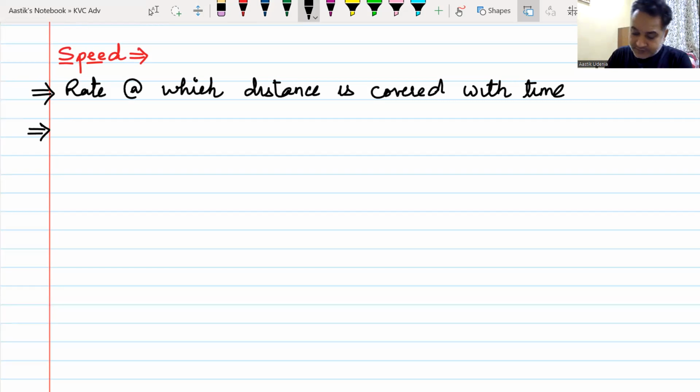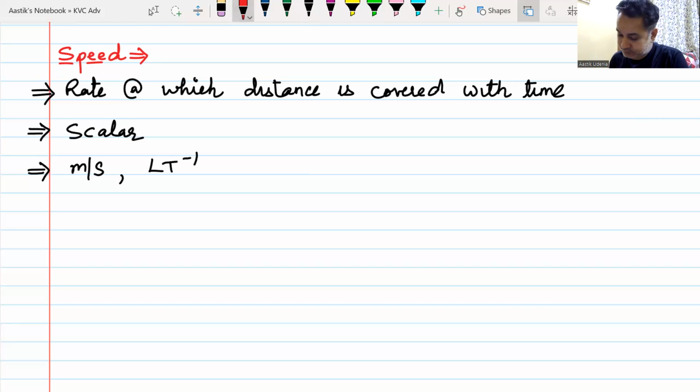Scalar. It is a scalar quantity. I hope we don't have any doubts on this. Yes or no? Yes, sir. What is the SI unit of speed? Meter per second. Meter per second would be the SI unit of speed. What would be the dimension of speed? Do we all know this? Yes or no? Yes, sir.